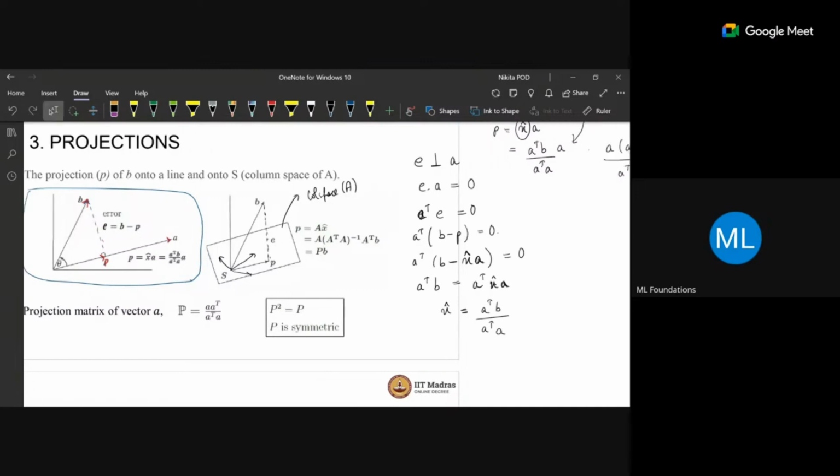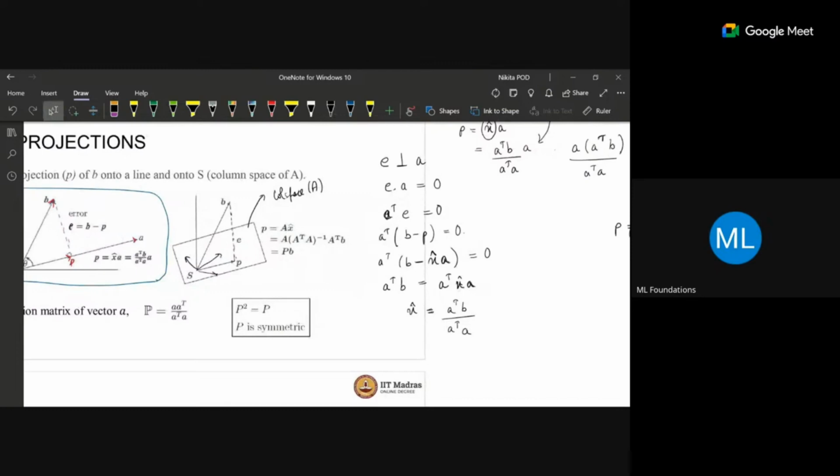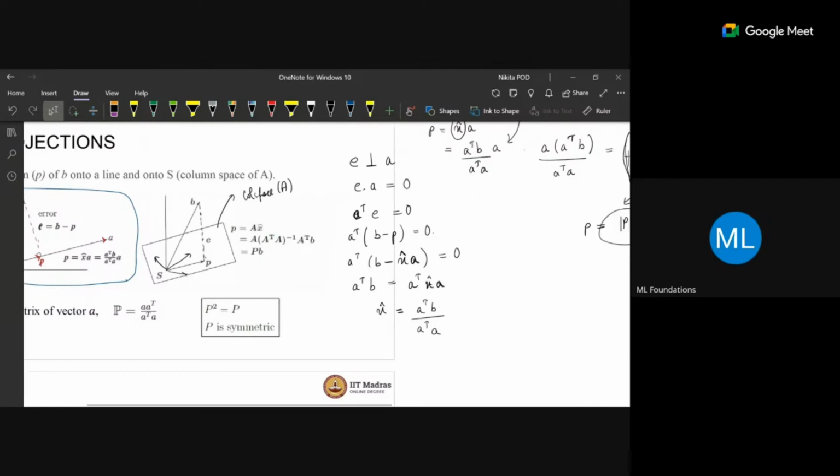So again, this E, and since you are not projecting it on a line, but you are projecting it on the column space of A, which is the span of all the columns of A, and we saw that in shorthand notation, this can also be written as AX, right? You can write P as AX in the shorthand notation. And now use the same thing that we did when we are projecting a vector onto a line.